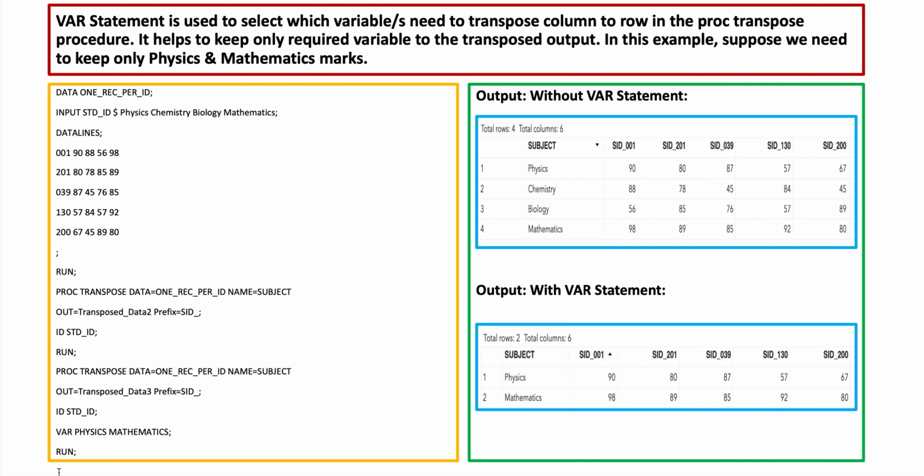And in the last set of code, it has used the var statement. In this code, we have the option to select only the specific columns that we need to transpose to rows. In this example, we have transposed only 2 subjects, physics and mathematics. That's why we choose the var statement with the physics and mathematics columns.